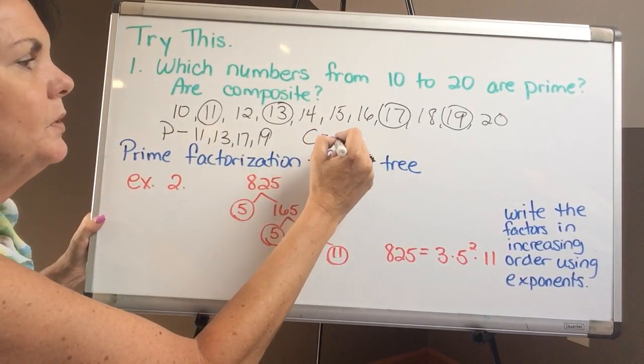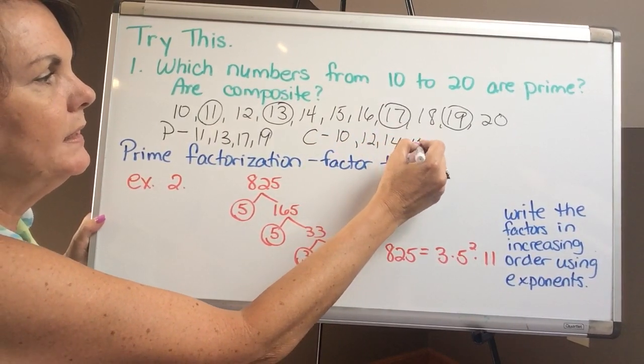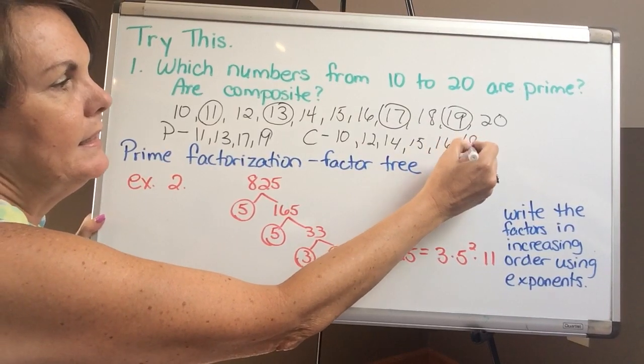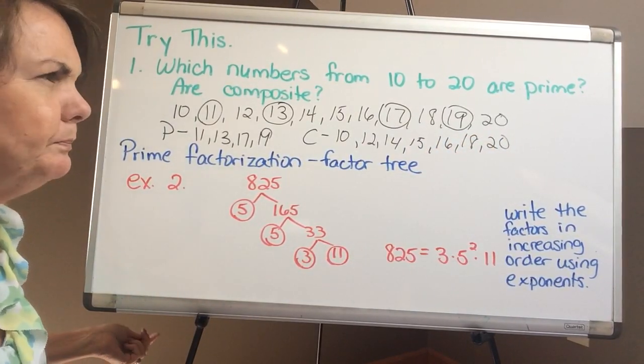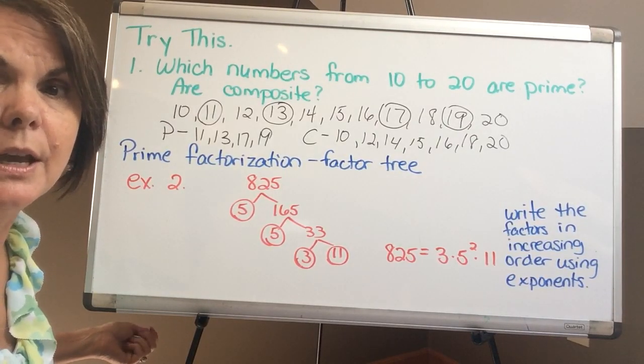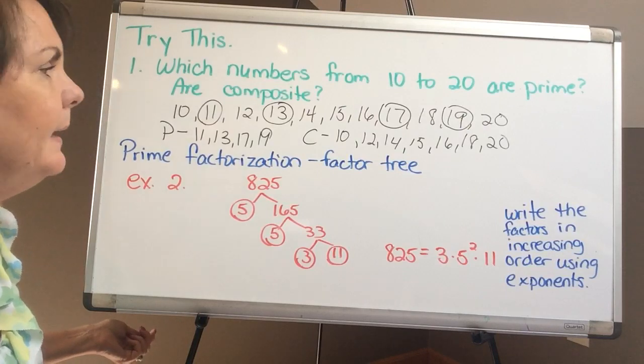My composite numbers are everything that's left: 10, 12, 14, 15, 16, 18, and 20. Even though I said for 18, I think I said 3 times 6, 9 times 2, as long as you can find any other combination, all right?